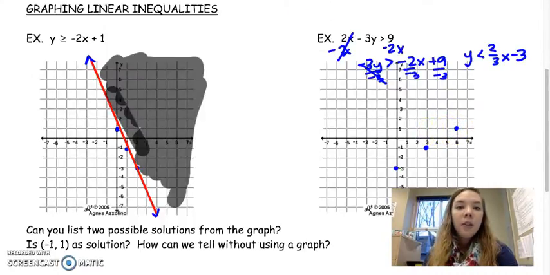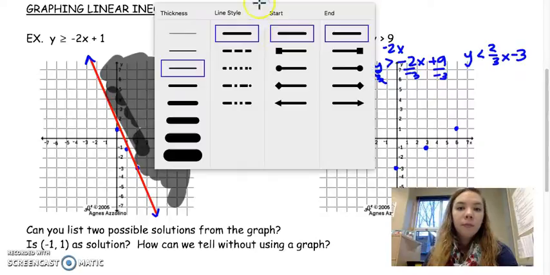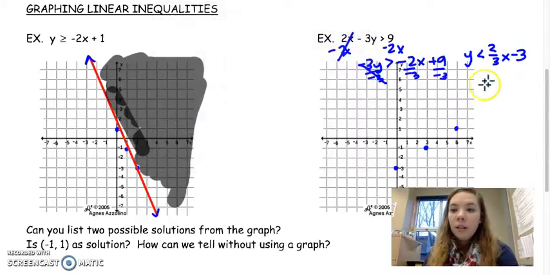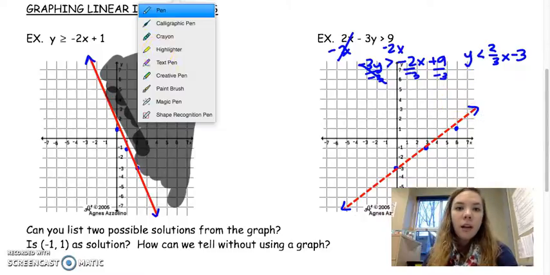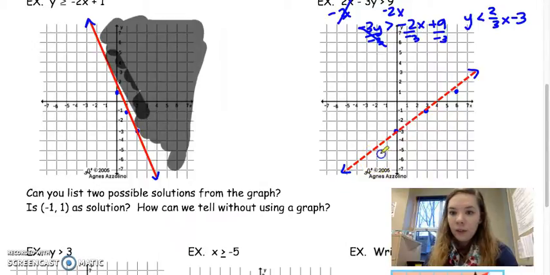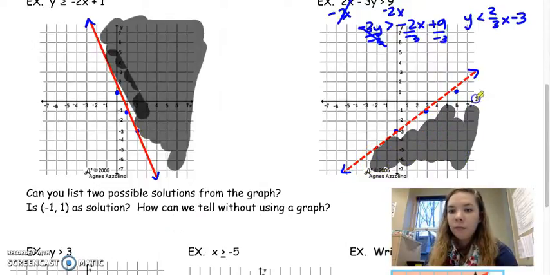This would be a dashed line because it does not have the or equal to. And then y is less than that, so I want to shade everything below my line. So this would be our final answer.